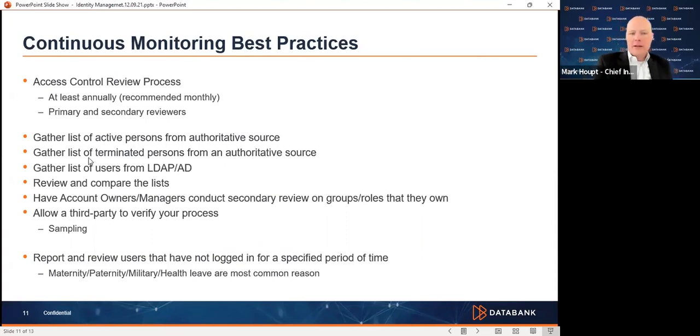Finally, do not mistake your primary and secondary reviewers for a third-party review as well. You should have auditors come in on an annual basis that will review the work that you've done and take a sampling of the work that you've done and validate for themselves that in fact that continuous monitoring has been done.